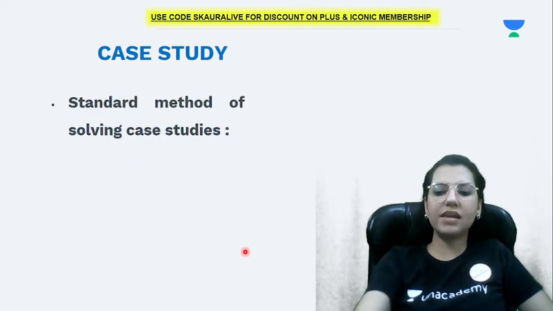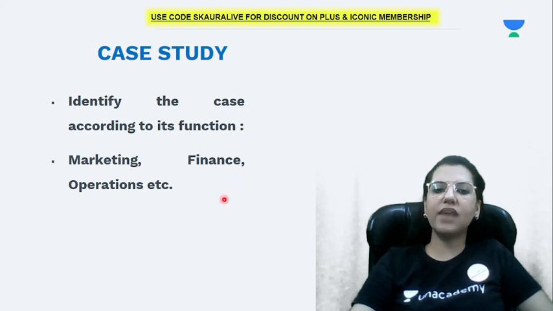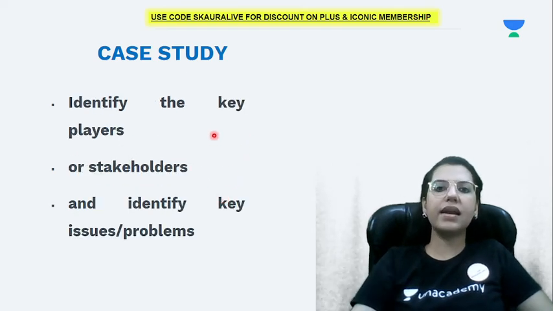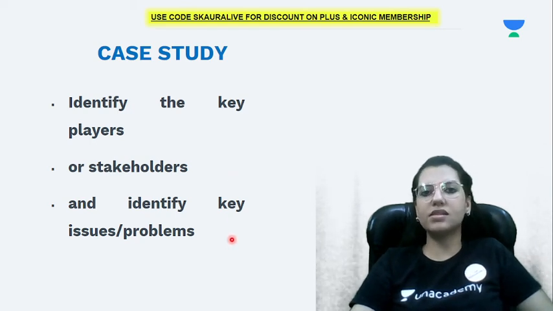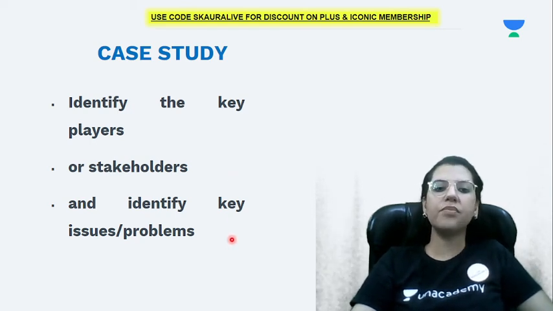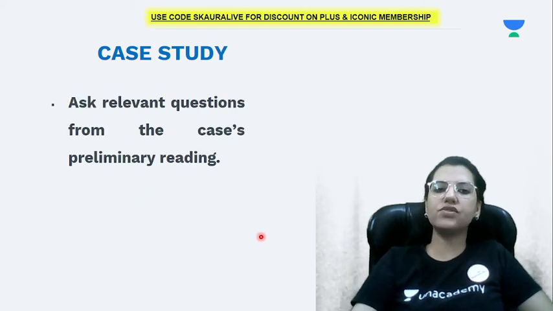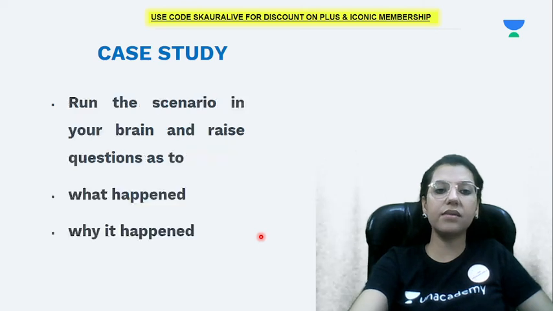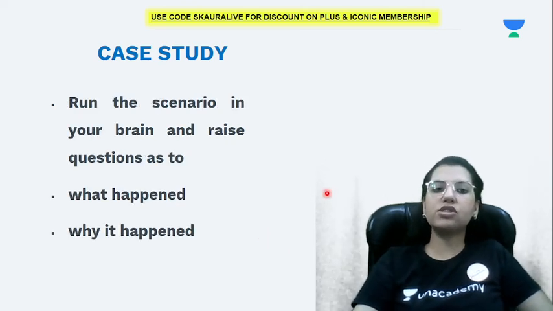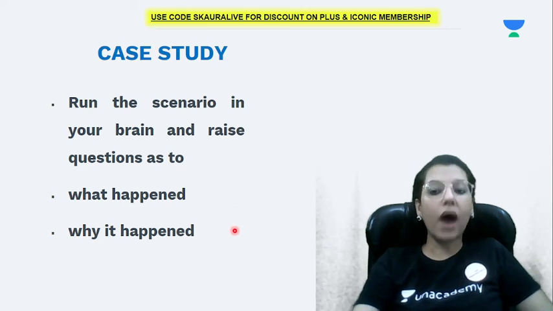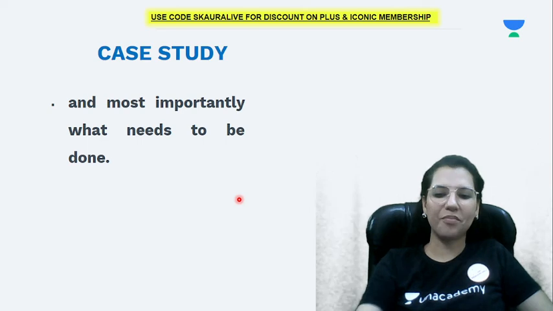So the standard method is to identify the case according to the function, that is marketing, finance, operations. Identify the key players or stakeholders, that is competitors, customers, company. Identify the key issues or the problem. Ask relevant questions from the case's preliminary reading. Run the scenario in your brain. Raise questions like what happened, why it happened, and most importantly, what needs to be done, right?